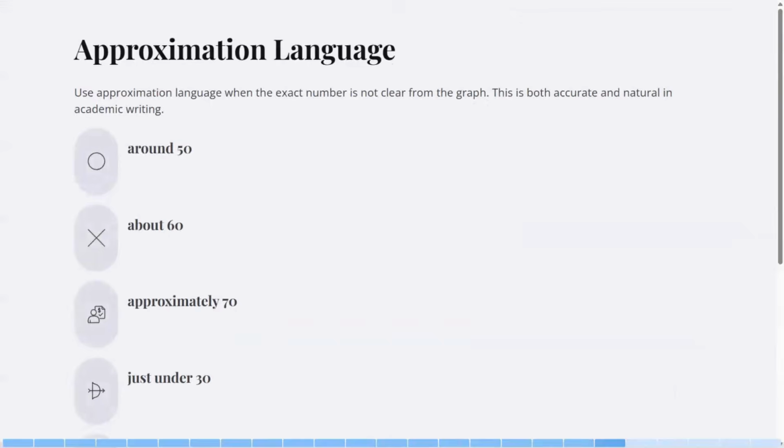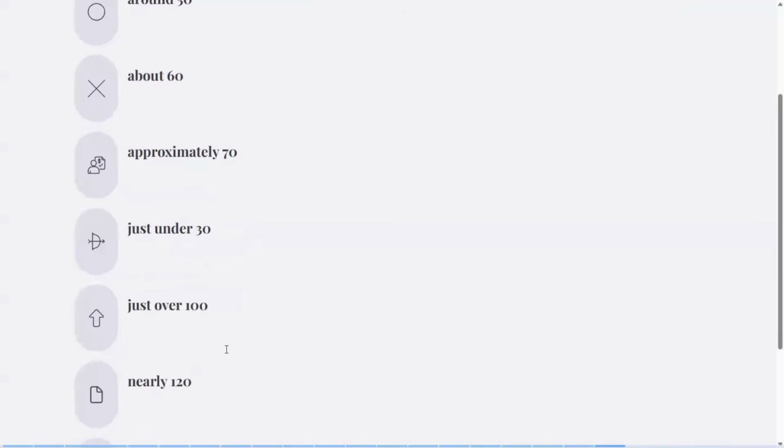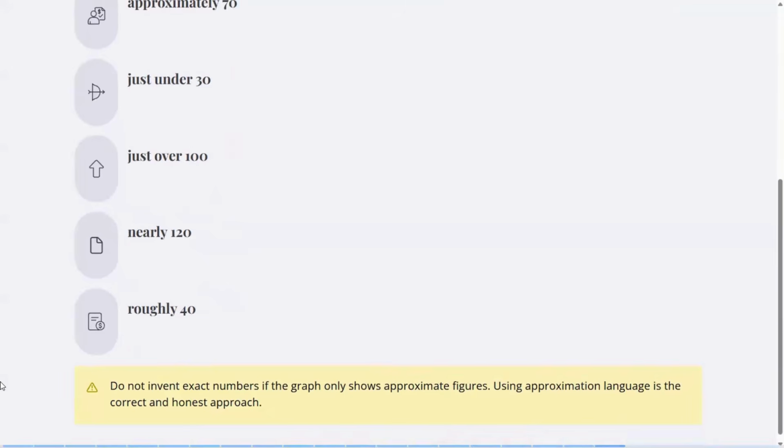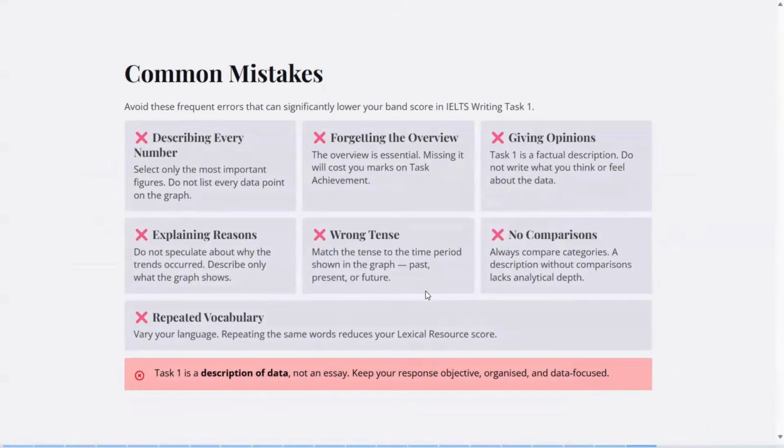Let's move on. In graphs, the numbers you see are oftentimes not precise or exact, so the student shouldn't invent precision. If it looks like 50, write around 50. If it's approximately a bit below 30, just write it as just under 30 on the scale. If it's above, it's just a little bit over 100, actually. And so, using all the little words we can use, it's important to use academic approximation words. These here are actually the mistakes that really hurt the score the most.